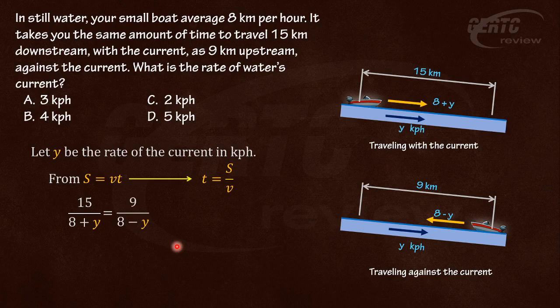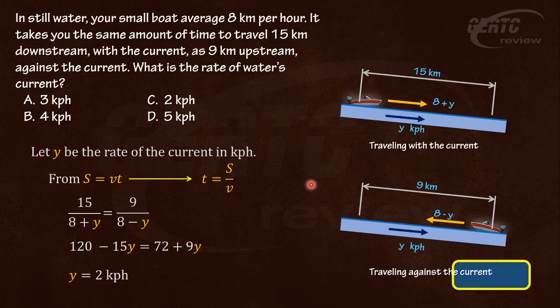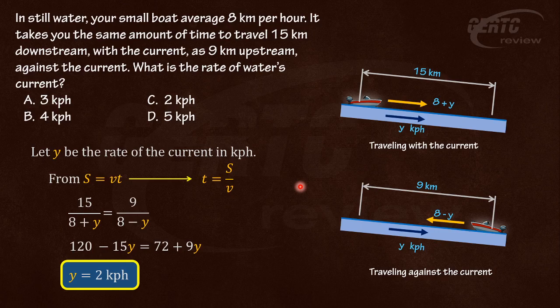Alright, so solving for Y, you can use your calculator, shift solve, or you can simplify. But I doubt everyone is using shift solve now. Anyway, that's very easy. You should know how to do this. So we can get the value of Y. That's 2 kilometers per hour. That's very easy. Okay? Sige. Now, let's have another rate problem.